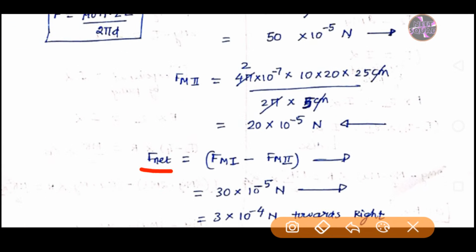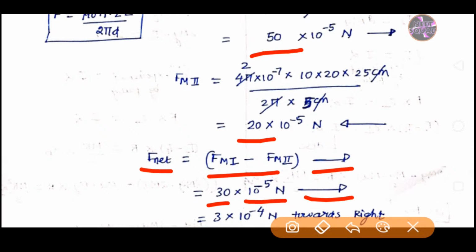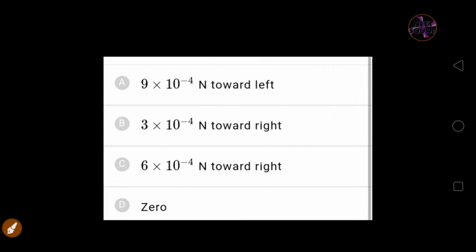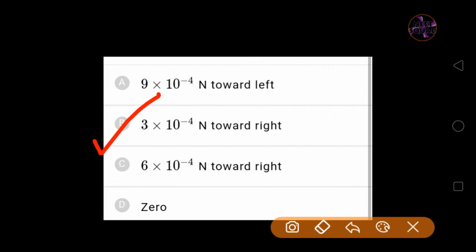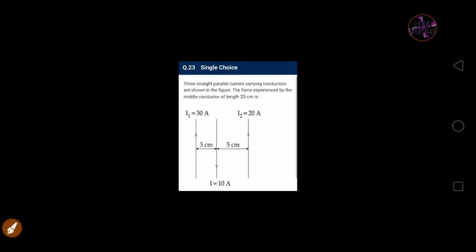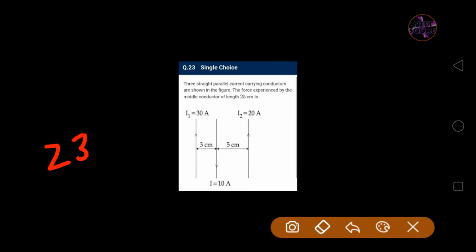So F net is equal to F_m1 minus F_m2. So 50 minus 20, 30. 30 into 10 power minus 5 Newton towards right. So 30 into 10 power minus 4 Newton towards right. 3 into 10 power minus 4 Newton, so towards right. So question 23, option B is absolutely right.